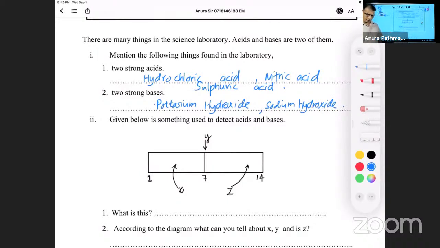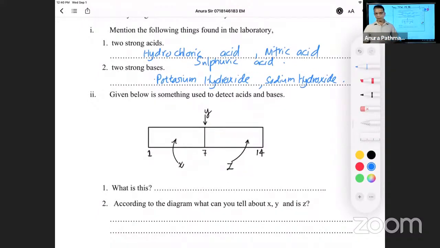What about magnesium hydroxide? Yes, you know that I showed you the pH meter and pH paper. Hydroxides. What is this? pH paper. pH scale.